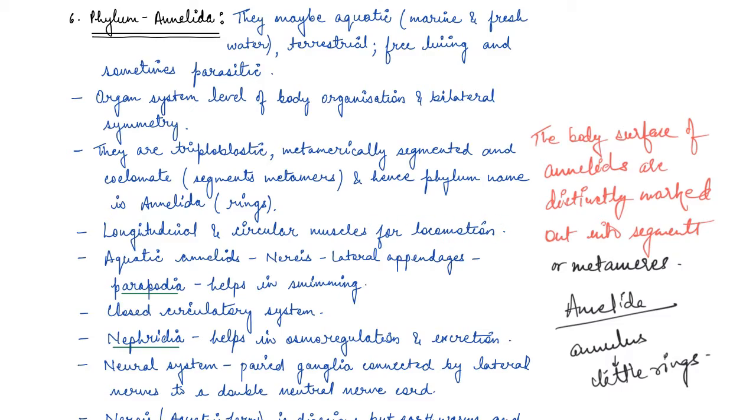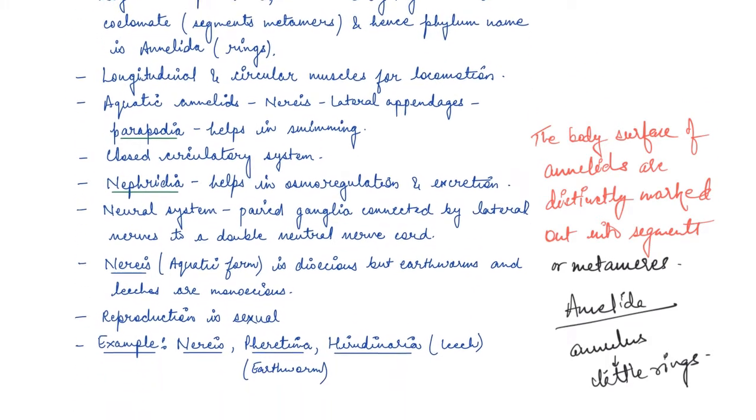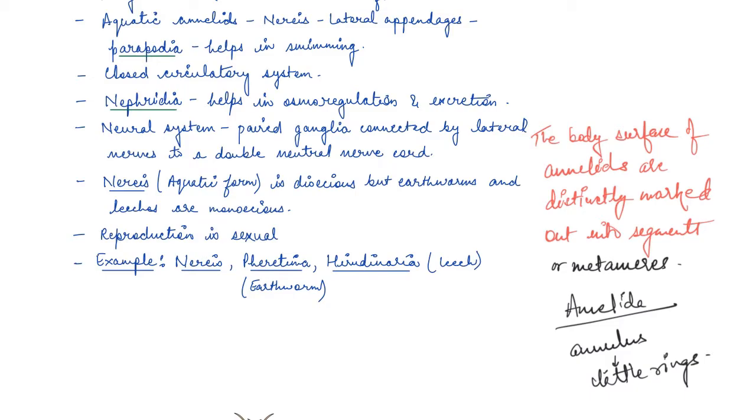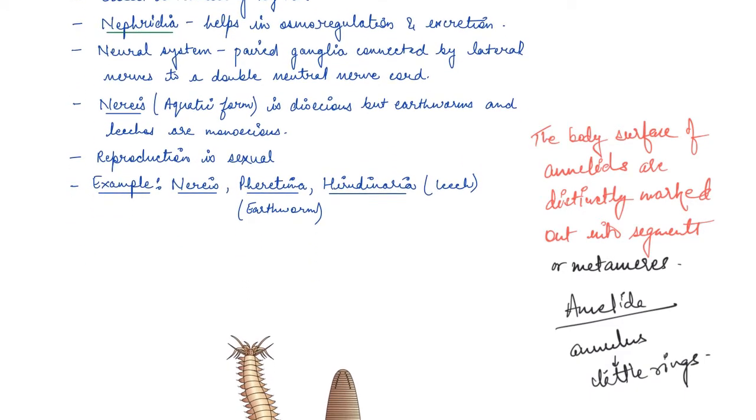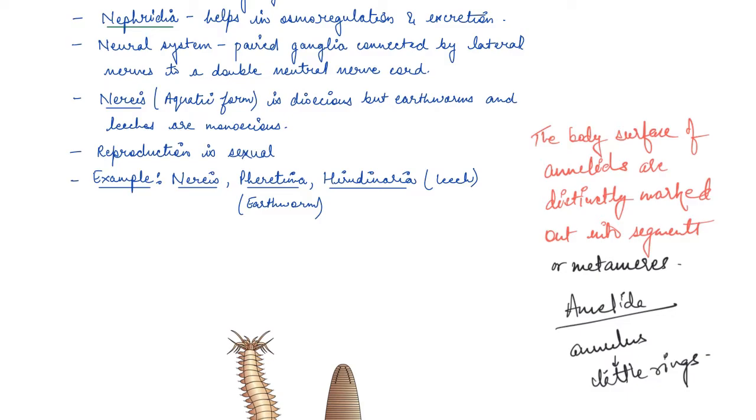Now there are some aquatic annelids as we saw here. The aquatic annelids like Nereis, for example, also have lateral appendages. These lateral appendages are known as parapodia and they help them in swimming. Now let's go to the circulatory system. They have a closed circulatory system, so basically that means that their circulatory system is well defined. Then they have nephridia, and it helps in osmoregulation and excretion.